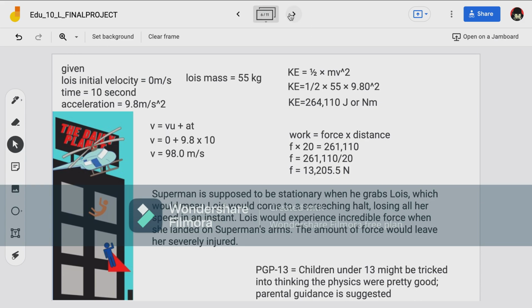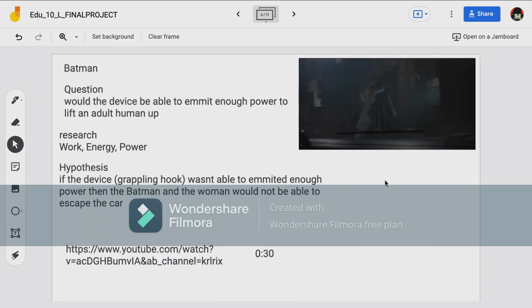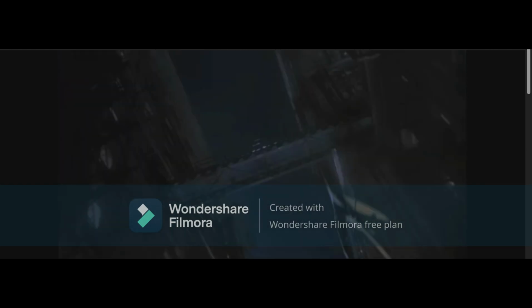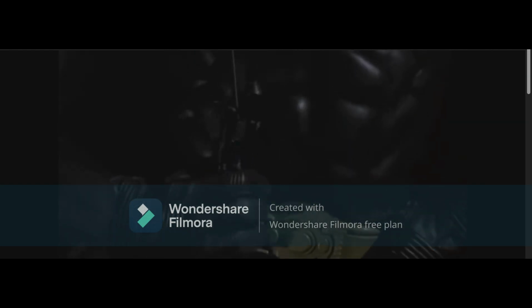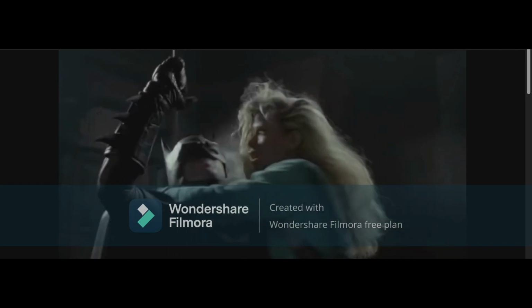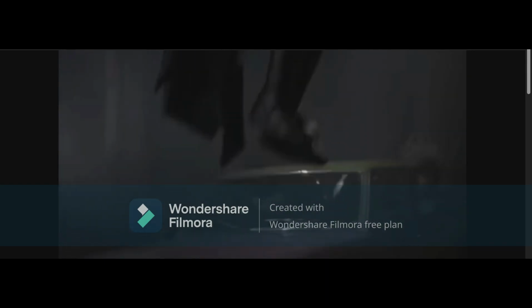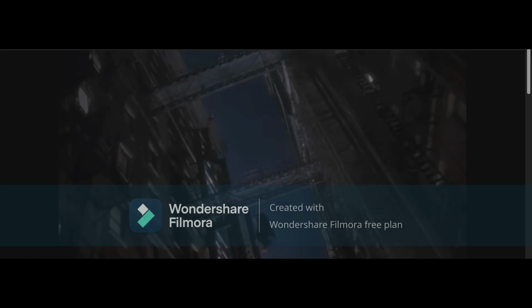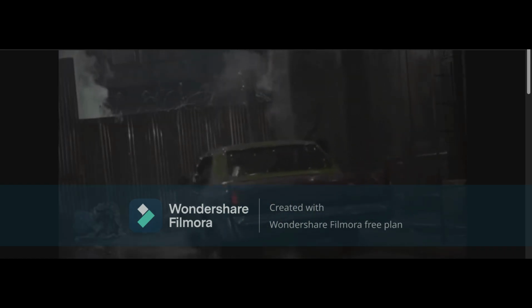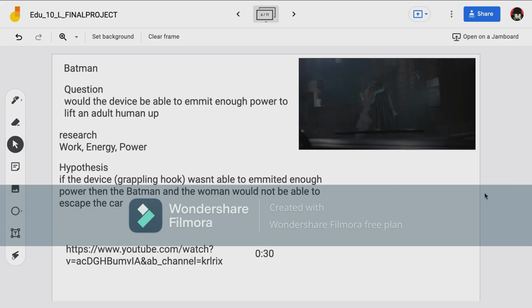So my next scene is from Batman. In the scene, Batman was running away from a car with a woman in tow. After he got into a dead end, he fired his grappling hook onto a building and basically carried himself and the woman out of harm's way from the car.